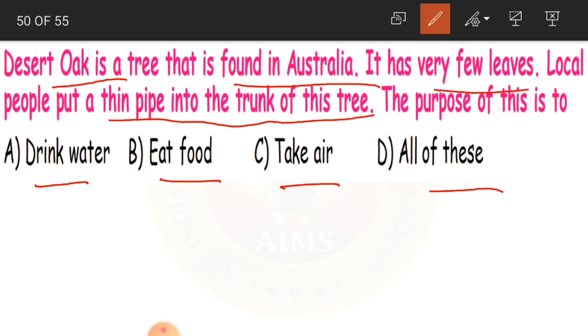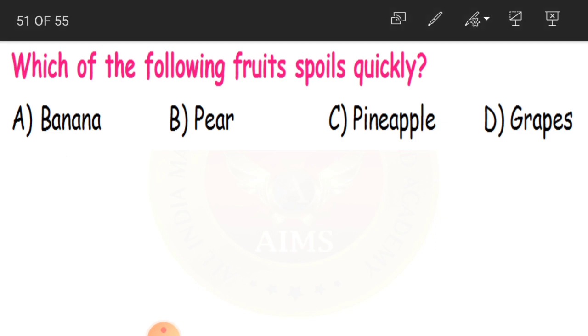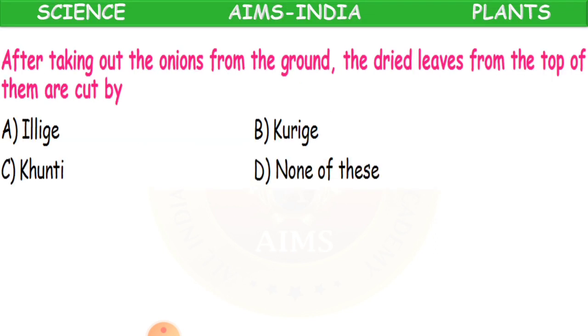Okay children, so all of these. So they drink water, eat food and take air through this thin pipe. Okay, so that is why D is the correct answer. Next question, which of the following fruits spoils quickly? If you take these 4 fruits, banana, pear, pineapple and grapes, bananas are going to spoil quickly. So that is why A is the correct answer.